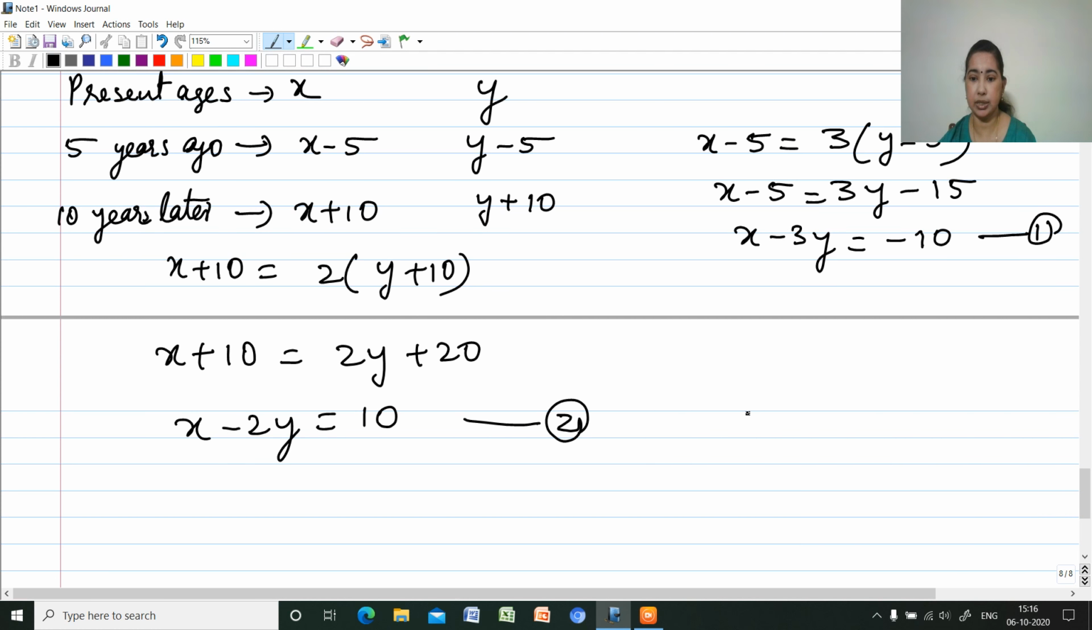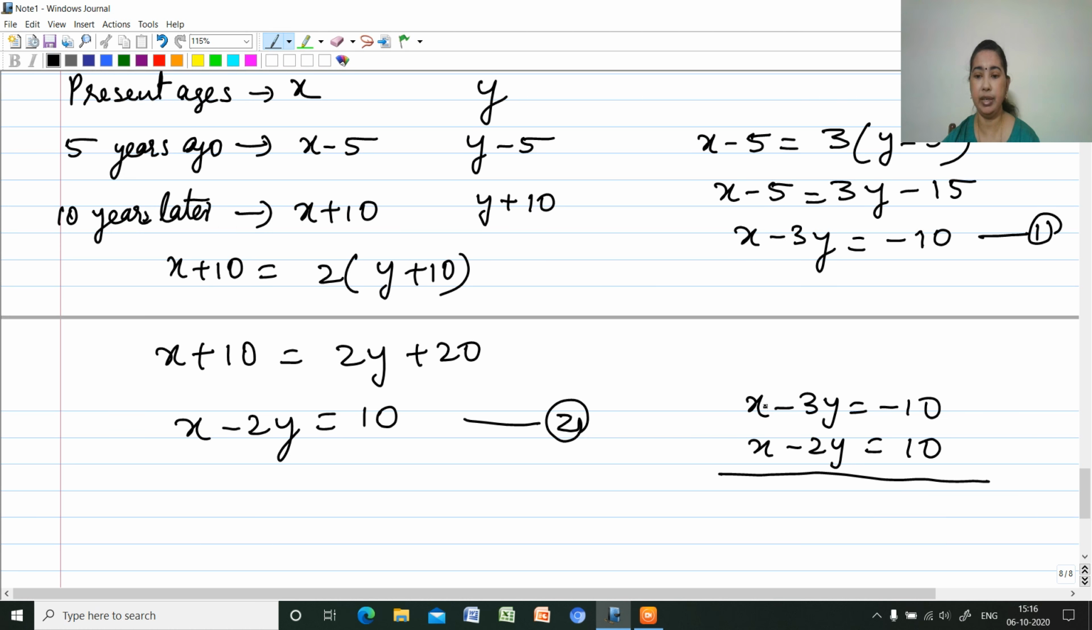Solving both the equations, x minus 3y equal to minus 10 and x minus 2y is equal to 10. Here, since both the x variables have the same coefficients, you can subtract. If they have the same sign, you can subtract so that it will be cancelled. Remaining, minus 3y plus 2y, that is minus y, equal to minus 10 minus 20, or y is equal to 20. So the value of y is equal to 20.